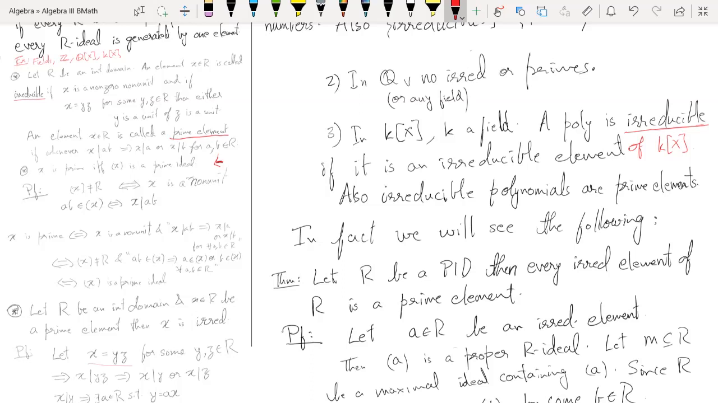Since it's a proper ideal, we know that it is contained in some maximal ideal. So let M be a maximal ideal of R containing (a). This is what we saw earlier, in the last class or the class previous to that. If I is a proper ideal of R, then we can find a maximal ideal in R containing I. That's what we are using.